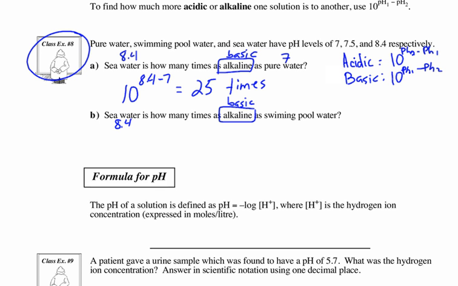Now, if you look at seawater compared to a swimming pool, what's a swimming pool? 7.5? Respectively, pure water was 7, swimming pool 7.5, seawater 8.4. How is a swimming pool less acidic than pure water? It's more acidic. Right? Because, oh no, it's less. Yeah, because it depends on the chemicals that are in there.